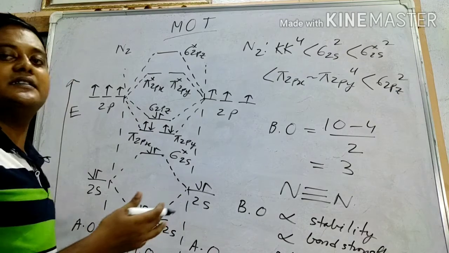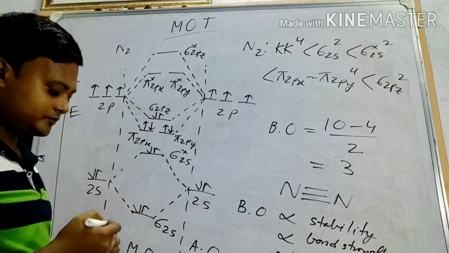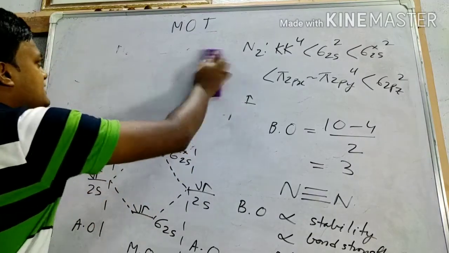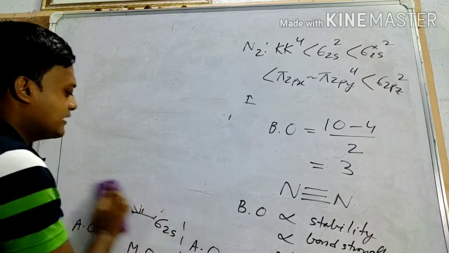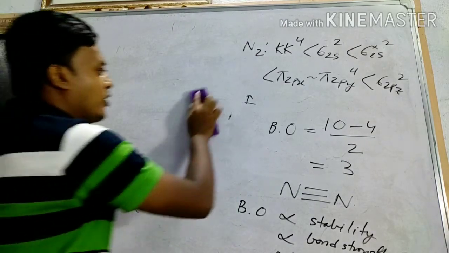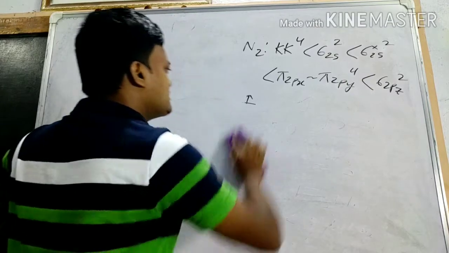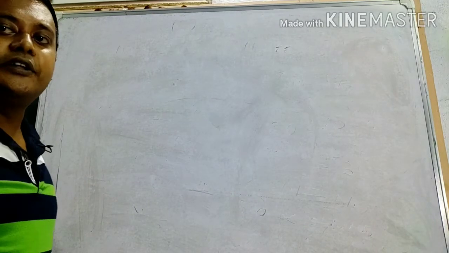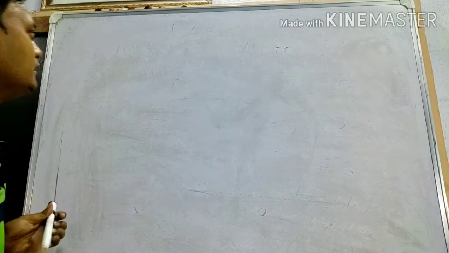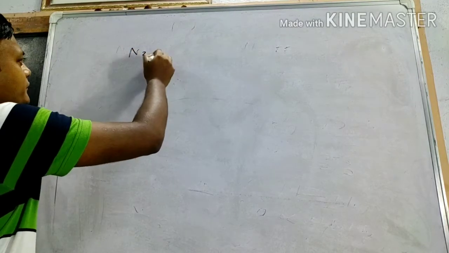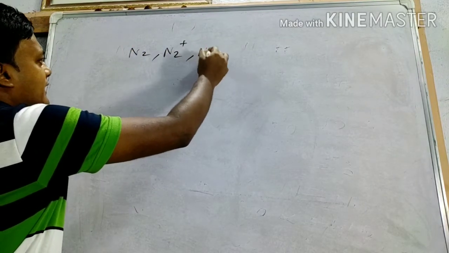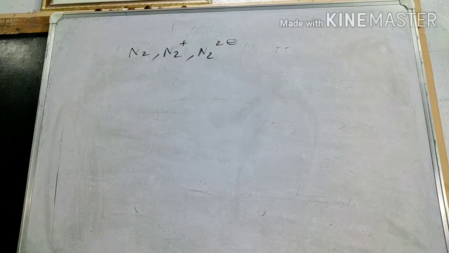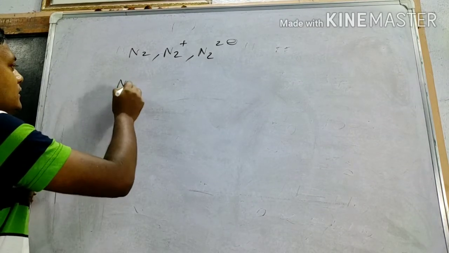Now, what is the application of MOT, molecular orbital theory? We can arrange the species according to their increasing stability or increasing bond strength. This type of question is asked in different competitive exams. Arrange the following species according to their increasing bond strength. For example, see N2, N2 plus, N2 2 minus. You have to arrange these three species.